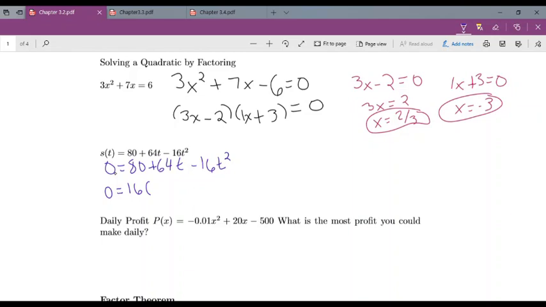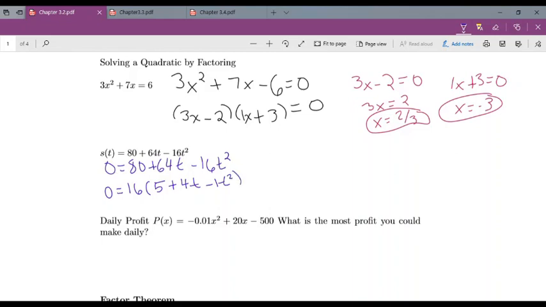Now if we look at this, you have to figure out how many times 16 goes into 80. If you have your calculator, you can make that really simple. So we're looking at 80 divided by 16. Just to double check myself, yep, it's 5. So if I pull a 16 out of 80, I get 5. If I pull a 16 out of 64, I get 4. If I pull a 16 out of 16, I get a negative 1 here, and that's t squared.